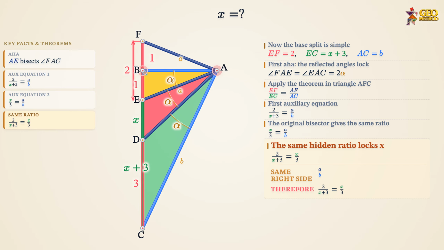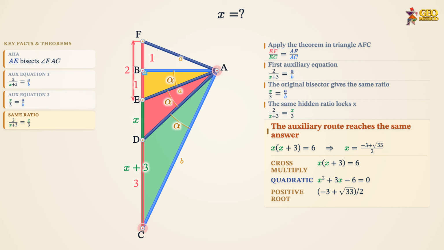And now the hidden ratio snaps into place. Both equations equal the very same quantity, A over B. So their left sides must equal each other. 2 over x plus 3 equals x over 3. That single match is the whole trick.